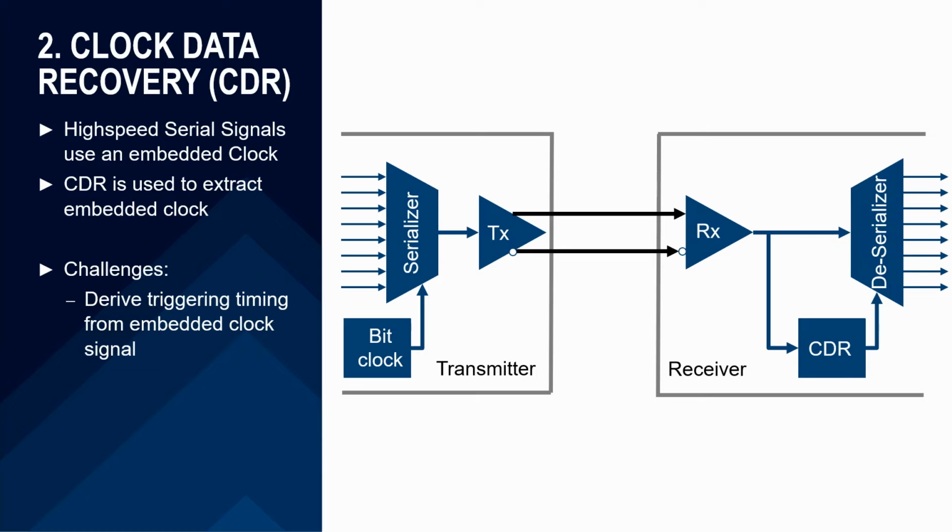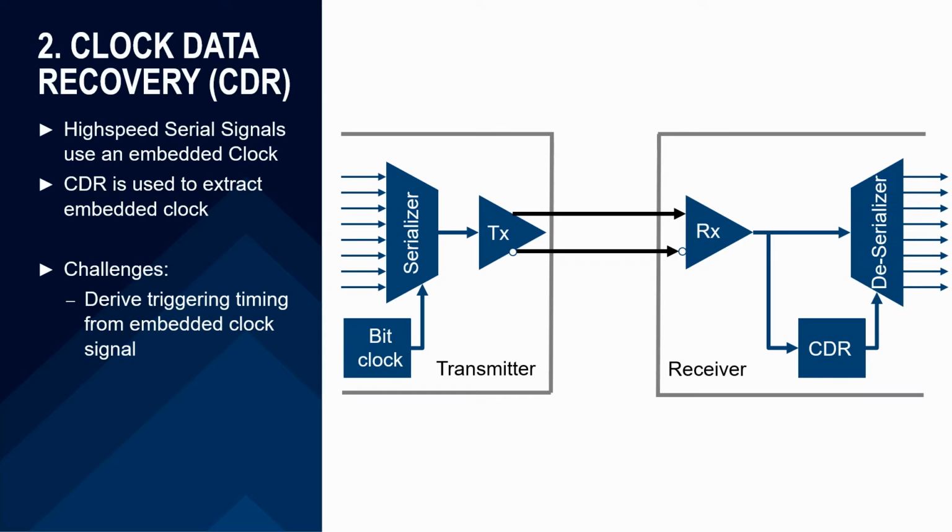The second step would be setting up the trigger. So the first step was setting up the differential signal. The second step now is about the trigger. And as I mentioned before, it is very important that you have a good timing reference. And the best, of course, if you have an embedded clock, would be to have a clock data recovery.